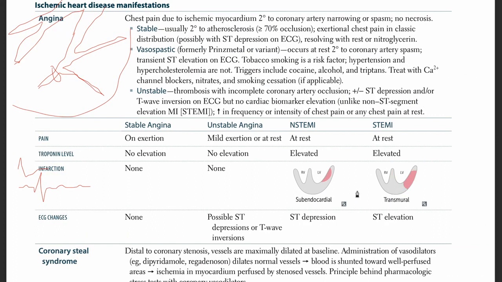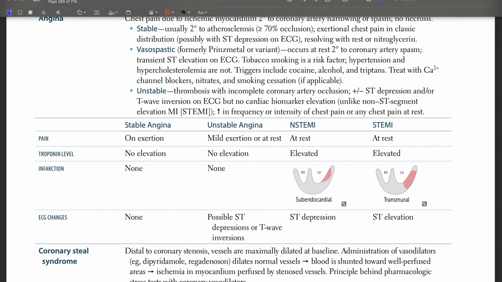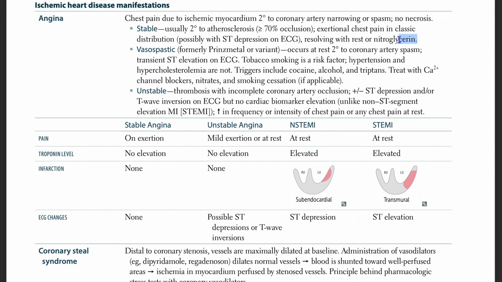Okay. So again, stable angina: usually secondary to atherosclerosis, more than 70% occlusion, exertional dyspnea, exertional chest pain in classic distribution, possibly with ST depression on ECG, resolving with rest or nitroglycerine. So if it gets resolved because of rest or drugs like nitroglycerine, it's going to be stable angina. Okay.